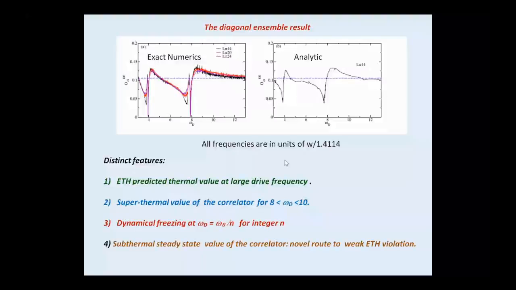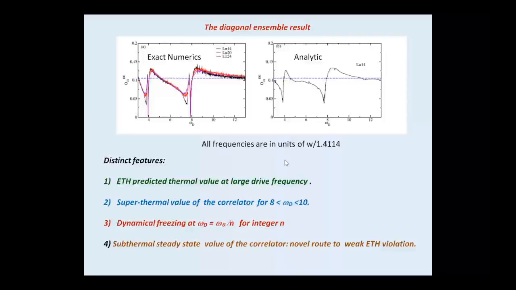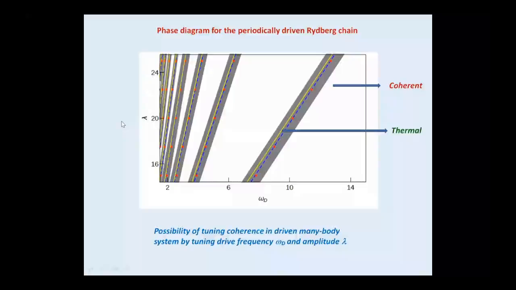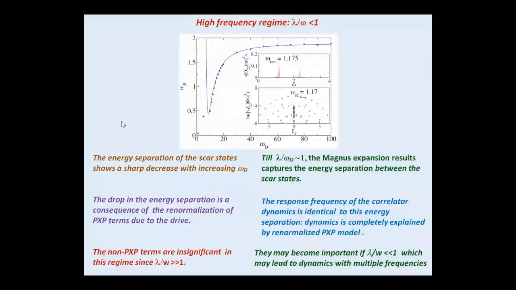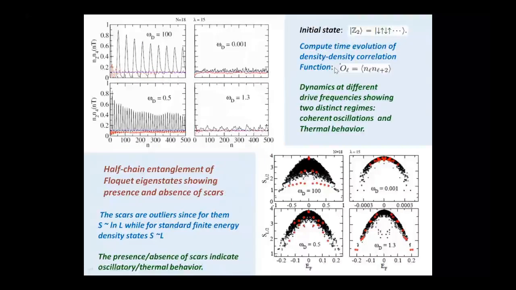So what I'm going to do now is talk about correlation dynamics, which starts from the vacuum state, that is the Rydberg vacuum. My initial state is the one where the ground state of the system doesn't have any Rydberg excitation. So I again do the same thing that I did with this Z2 state. What did I do with this Z2 initial state? I plotted the density correlation function.